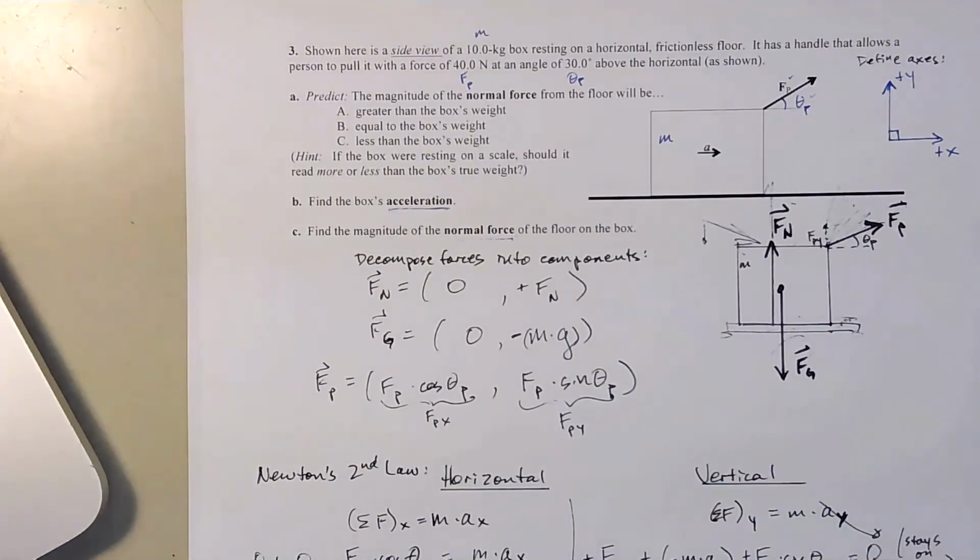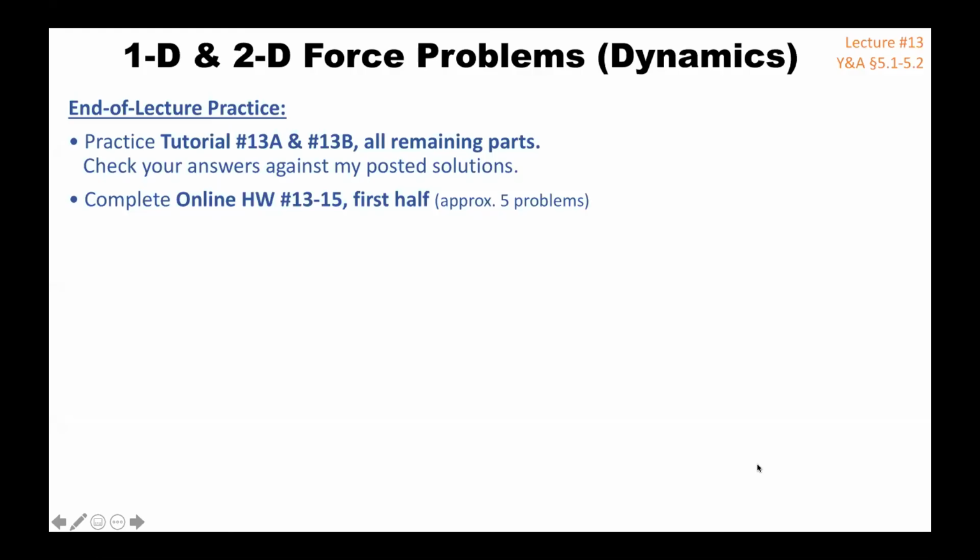I'll just end here with a little reminder that online homework, it's called online homework 13 through 15. It's a relatively short assignment, though. It's only about 9 or 10 problems, and the first half of it is just a few dynamics problems, mostly one-dimensional with just a single two-dimensional. So go ahead and try those now.